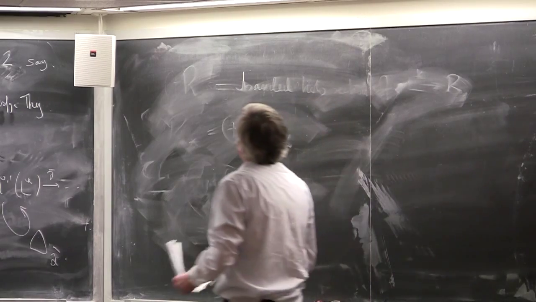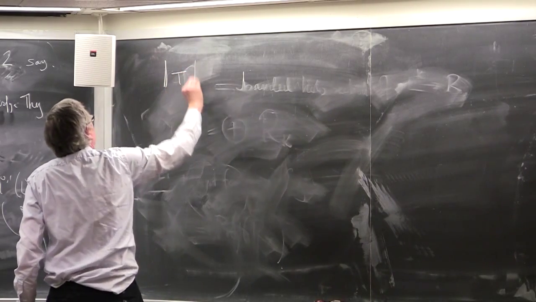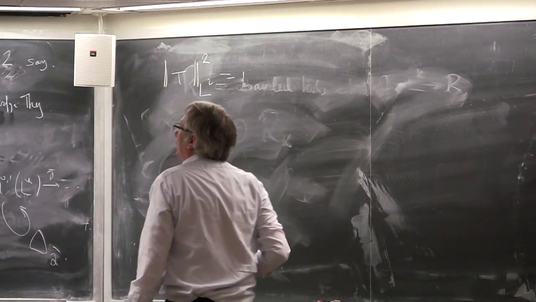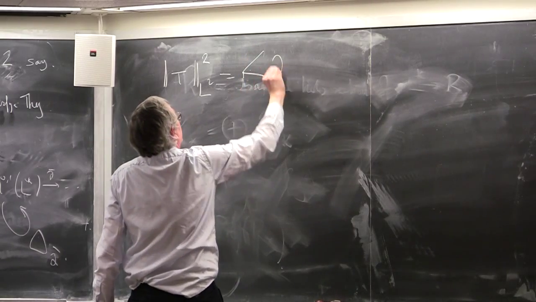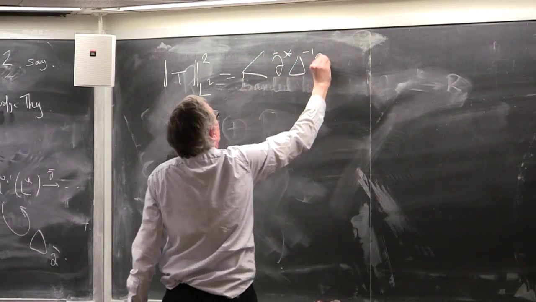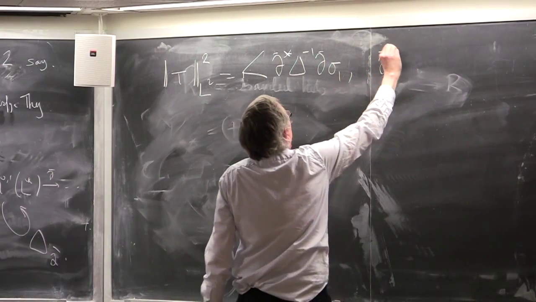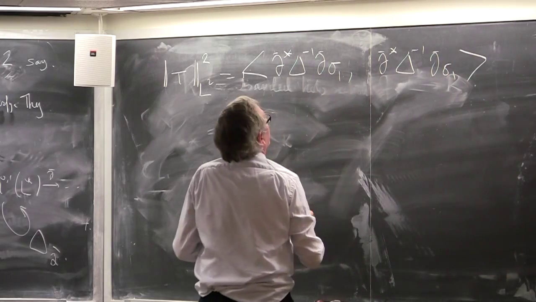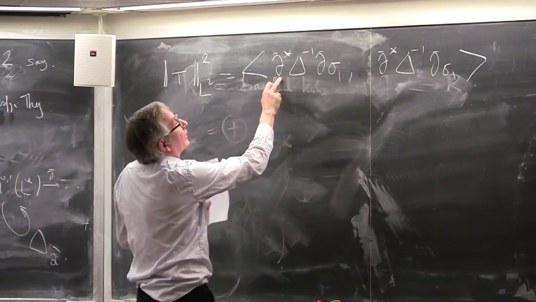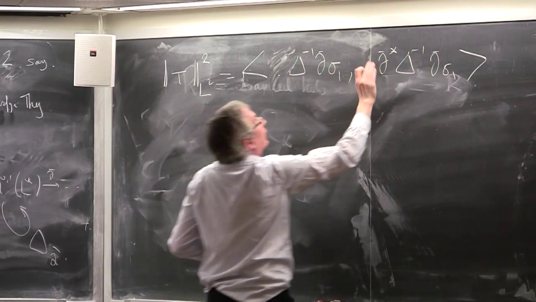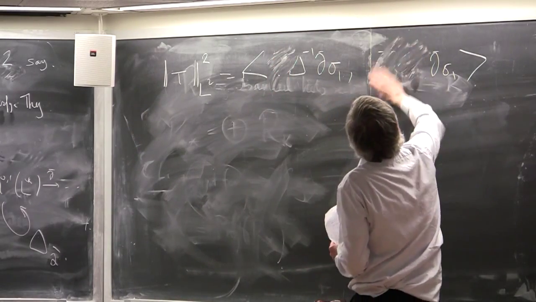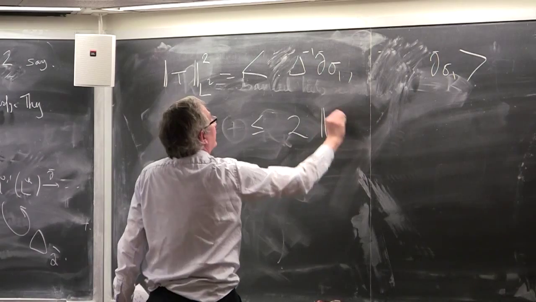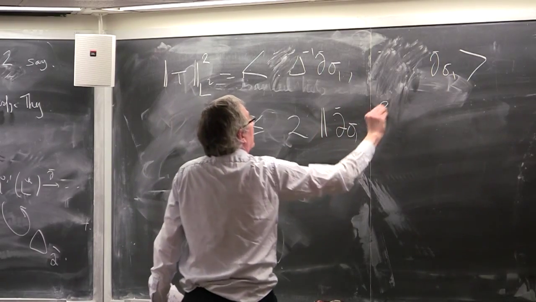So this means that if you take the L2 norm of tau squared, what is that? It's d bar star delta to the minus 1 d bar of sigma 1, d bar star delta to the minus 1 d bar of sigma 1. We can take this across, put it here, and then it cancels with the delta to the minus 1 there. And so this is less than 2 times the norm of d bar sigma 1 squared.